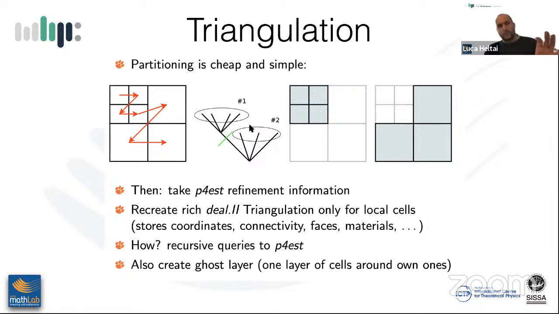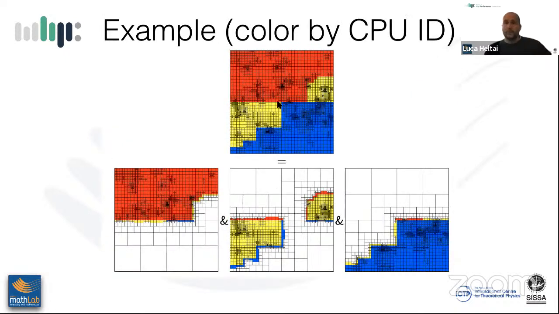It's difficult to understand this without looking at the pictures, so let me show you a picture that shows how this actually works. So this is, for example, a locally refined grid, colored by CPU ID.